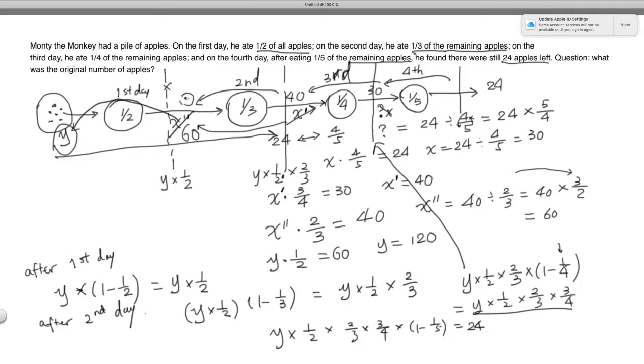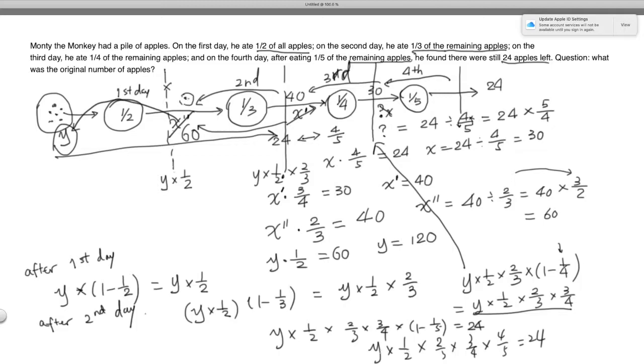That's what the problem tells you. There were still 24 apples left after eating 1/5. So this is y times 1/2 times 2/3 times 3/4 times 4/5 equals 24.